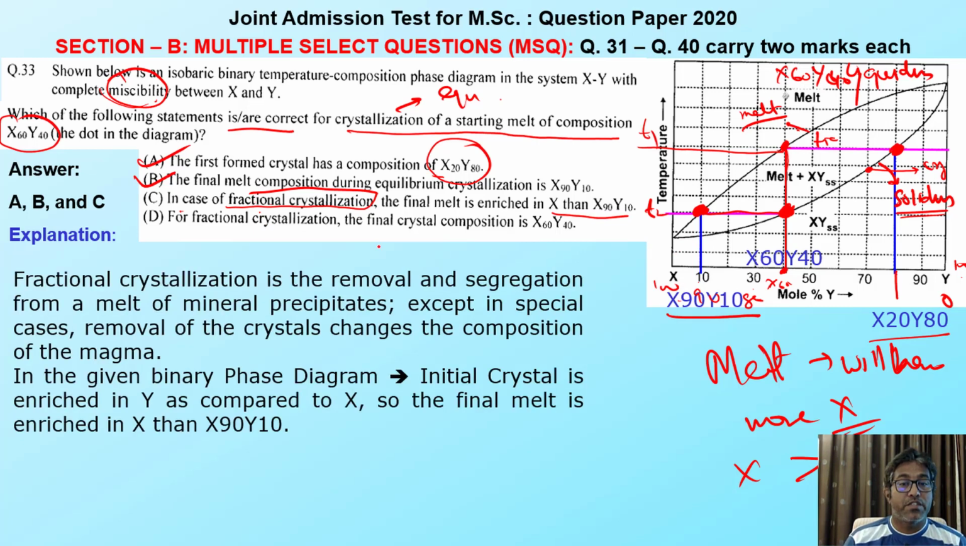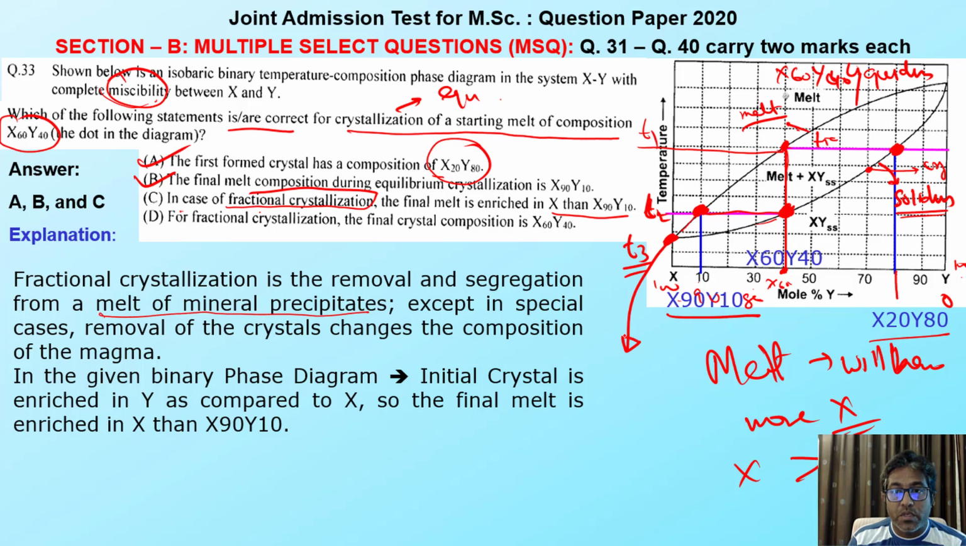crystallization. What is fractional crystallization? It is the removal and segregation from a melt of the mineral precipitated. I already told you that in fractional crystallization, after the reaction, the mineral precipitated is segregated, and we are left with the melt with lesser composition. So the crystallization will not stop here. It will move a little bit more to reach up to this point, because I have some melt left. So I will reach up to T3.